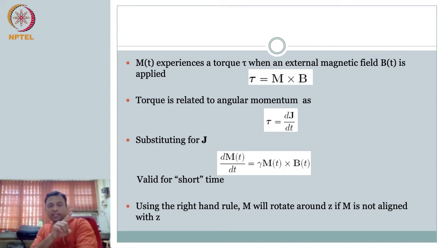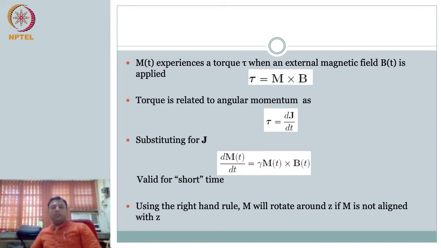So d by dt of mv is the force governing the linear motion. What is mv? mv is mass into velocity, which is your linear momentum. So the rate of change of linear momentum gives you the force governing the linear motion. Analogously, you will have angular momentum. The rate of change of angular momentum will give you the rotational force, which is your torque. So it all makes sense. Go over and brush up your basics. So tau is equal to dJ by dt.